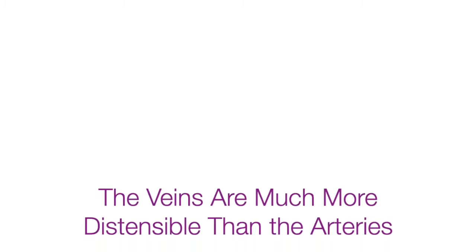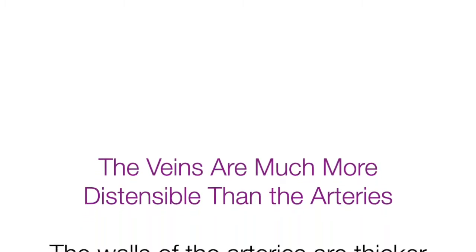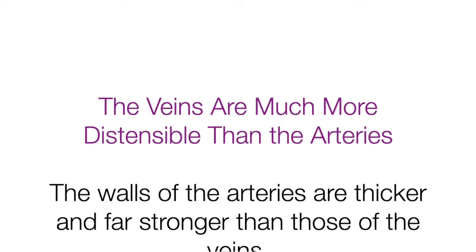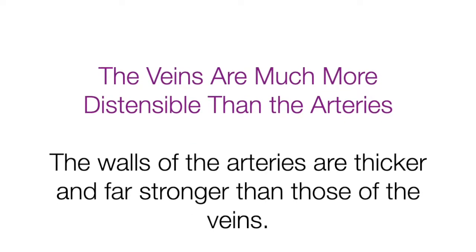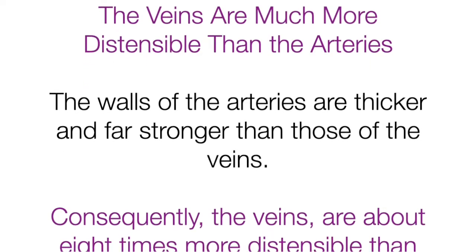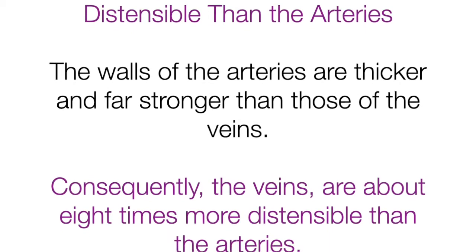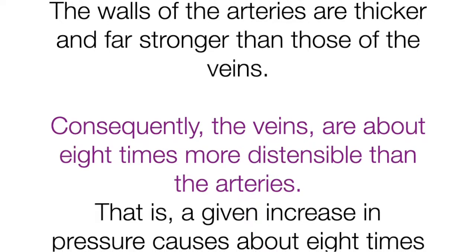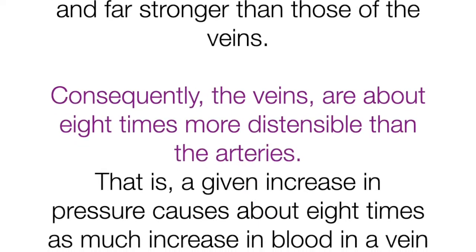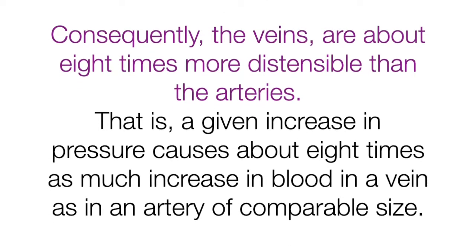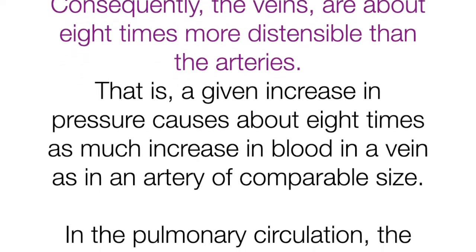The veins are much more distensible than the arteries. The walls of the arteries are thicker and far stronger than those of the veins. Consequently, the veins are about 8 times more distensible than the arteries. That is, a given increase in pressure causes about 8 times as much increase in blood in a vein as in an artery of comparable size.